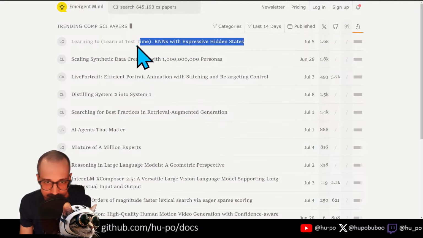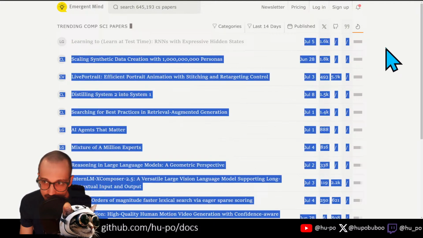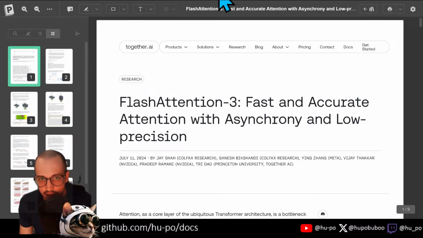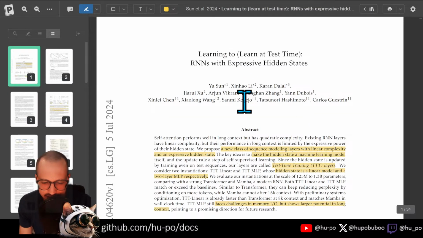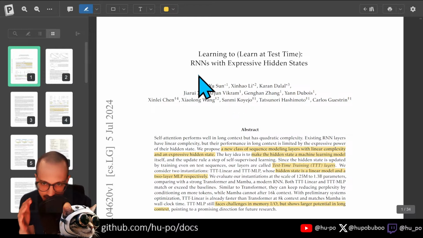This RNNs with hidden states paper is very popular. I don't necessarily see the amazingness of this. The TLDR of this paper is that it's just another linear attention paper.